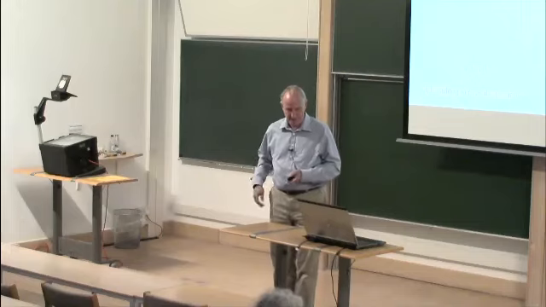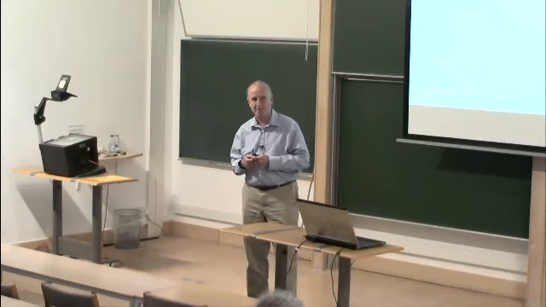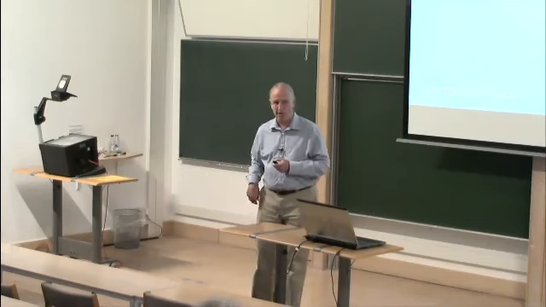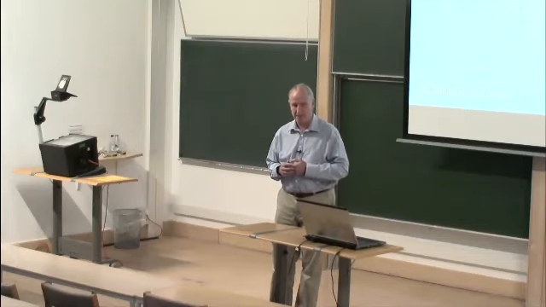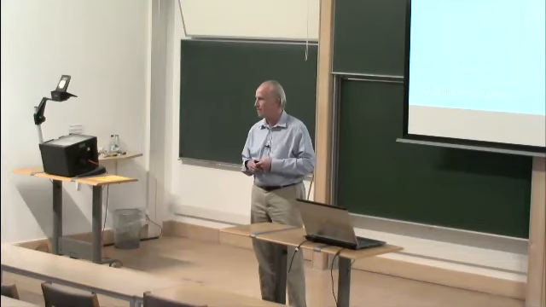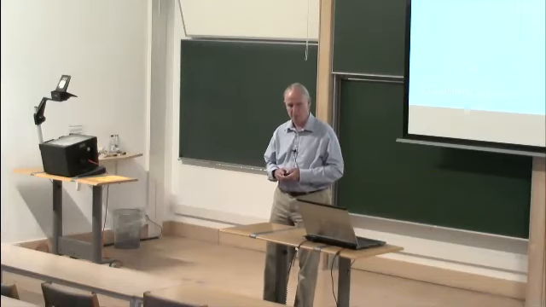So, looking in two space, on the left you can see the factorial design, and I made just a tiny little bit of jitter so that you can see, I'm in two space, and I have eight points, and each of the 4 points at the vertices of the square are replicates. Whereas in a Maximin Latin hypercube, we see that it kind of seems to fill up the square in some way.